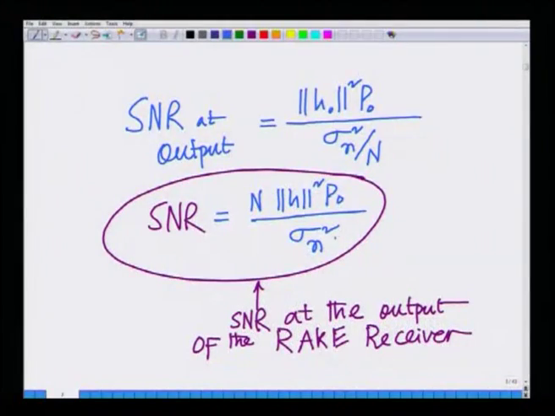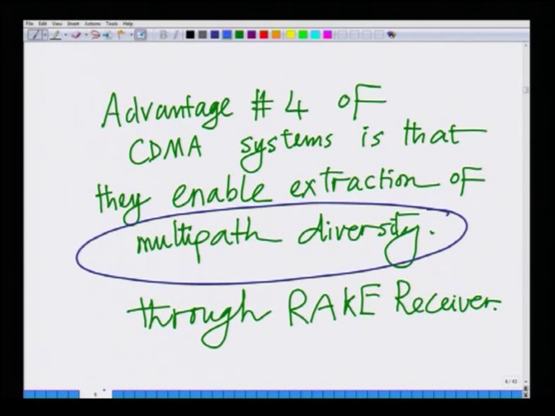Hence, the SNR at the rake receiver is norm h square times P naught by sigma n square, where this norm h square, remember, is similar to maximal ratio combining, and it represents the diversity of the rake receiver. Hence, another very significant advantage in CDMA systems is that they enable extraction of multipath diversity, which was not previously possible in the kind of systems that we looked at, and this is possible through the rake receiver. Hence, the rake receiver has a significant role in CDMA based communication systems.